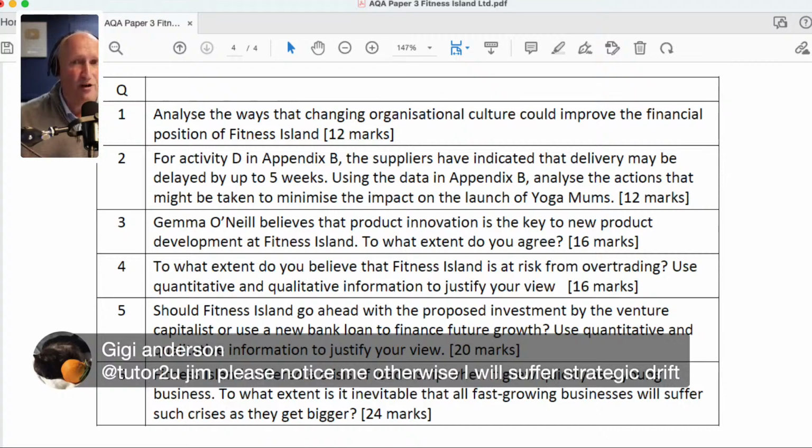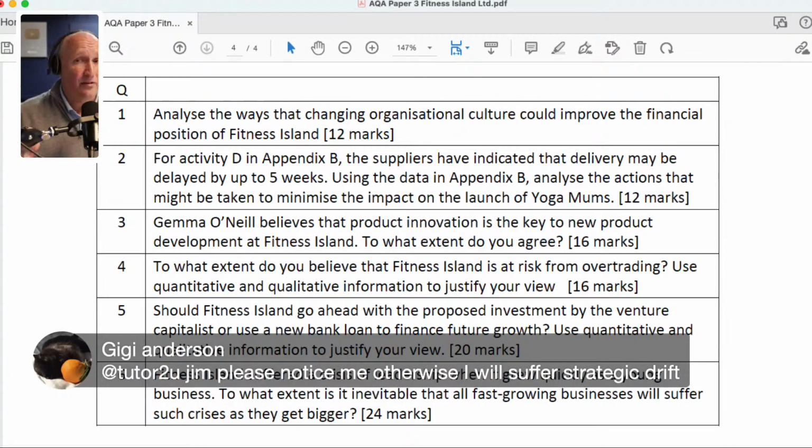Another way in which changing culture could improve the position of Fitness Island would be to avoid the problems of overtrading. By moving to a role culture, the chances are that you're going to employ more specialist people who can understand the risks that are being taken by changing strategy.